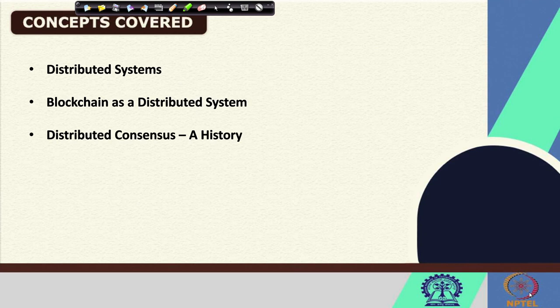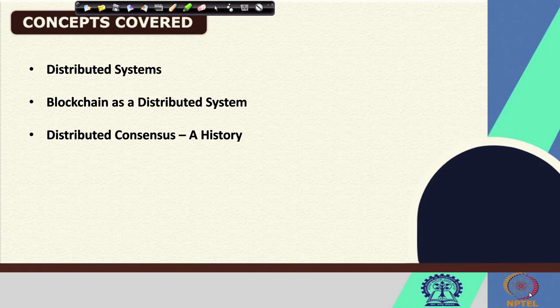We are going to talk briefly about the nature of distributed systems and the idea of distributed systems that are borrowed in blockchain. Then we will try to see blockchain as a distributed system, how blockchain borrows the concept from distributed systems and builds up an architecture out of it.